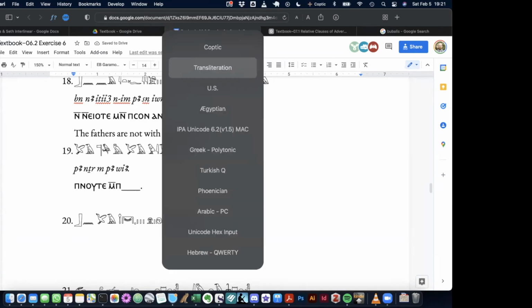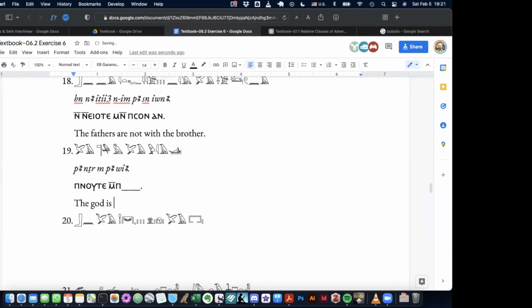The god is in the sacred bark. He was perfect for us. He did not mind that we did.